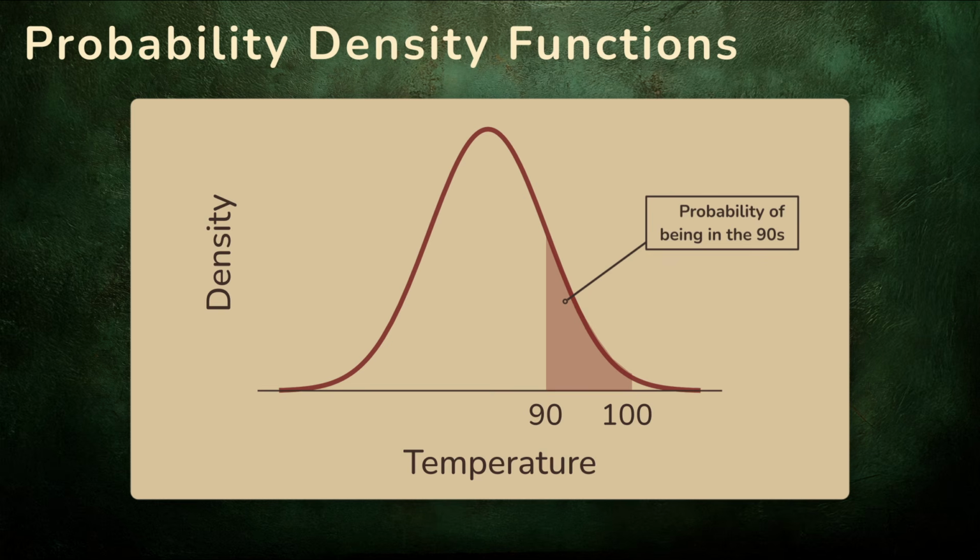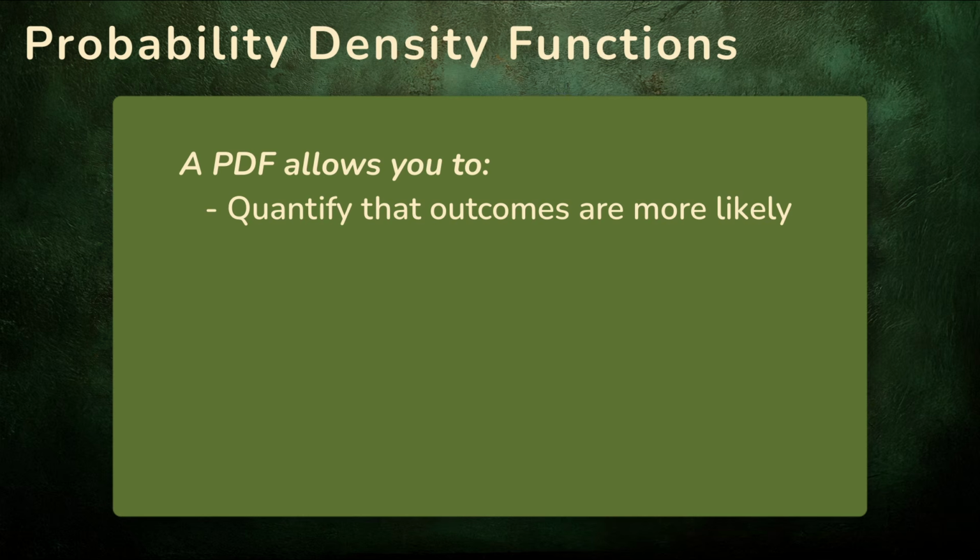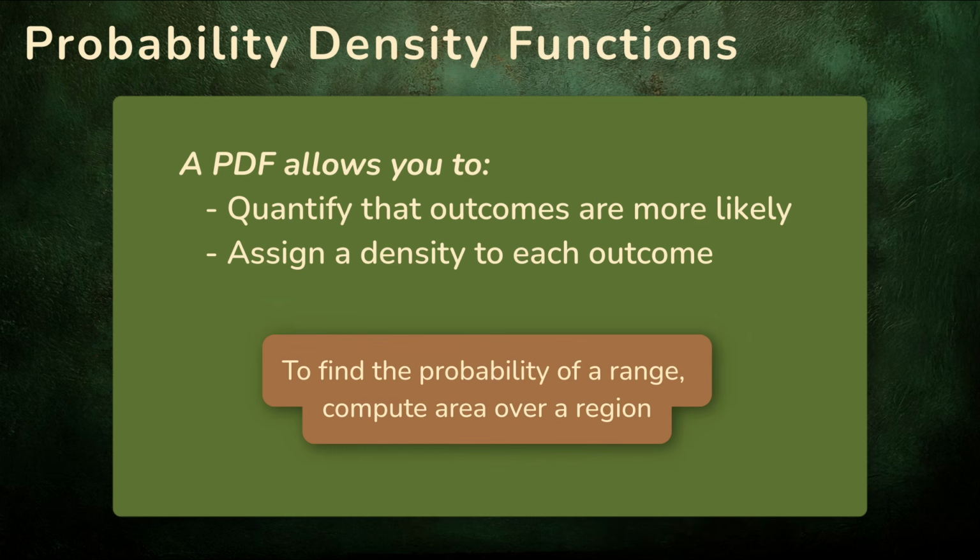This is the big idea for continuous random variables. A density function allows you to mathematically say that some outcomes are more likely than others without assigning a specific probability to each individual outcome. The function assigns a density to each possible outcome, not a probability. To find the probability of a range of outcomes, you find the area under the density function over this region.